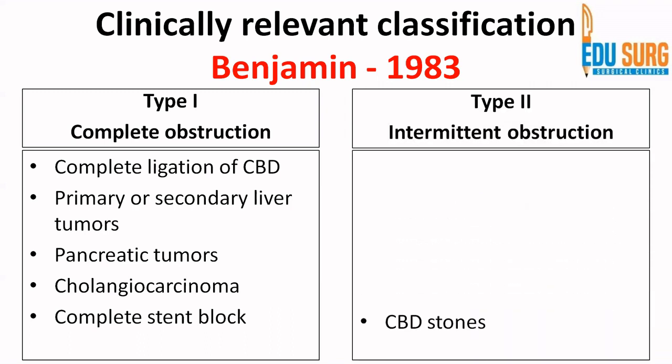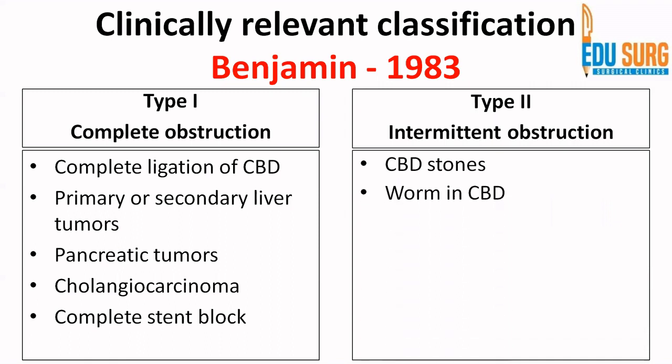Type 2 is intermittent obstruction, which can be due to recurrent passage of CBD stones or worm in common bile duct or periampullary neoplasms. As we know, the neoplasms slough over time, which causes relief of jaundice, and then it again starts blocking the duct, and this cycle repeats itself, which is known as waxing and waning of jaundice. We'll see this in upcoming slides. This is again an example of intermittent jaundice.